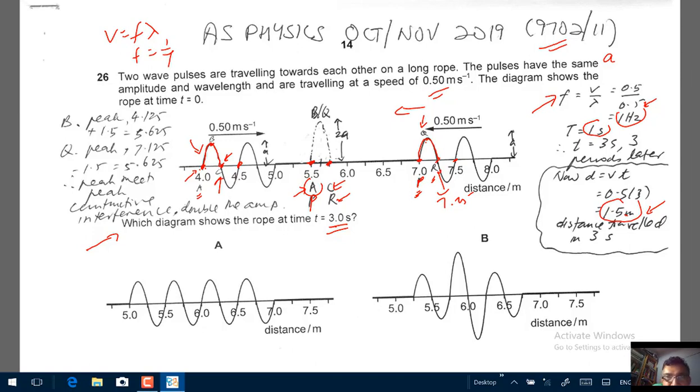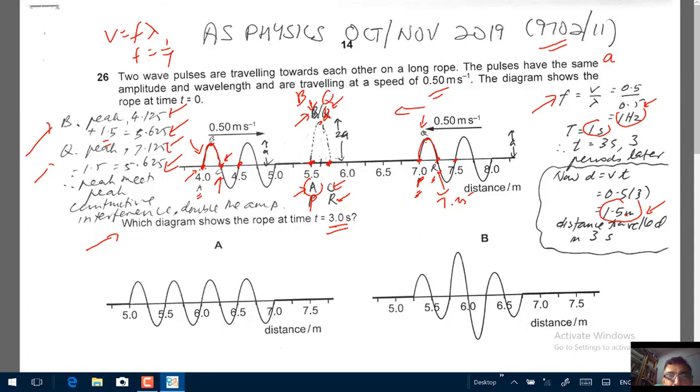Next, we're looking at B. I've written the facts here. The peak B is at 4.125. You can do the maths yourself, simple arithmetic. You add 1.5, it becomes 5.625. That's what you see B here. And Q, the peak, is at 7.125. You minus 1.5, you get 5.625. So Q is also at this point. So this is B. Let me write it here in case you can't see it. B and Q also coincide.